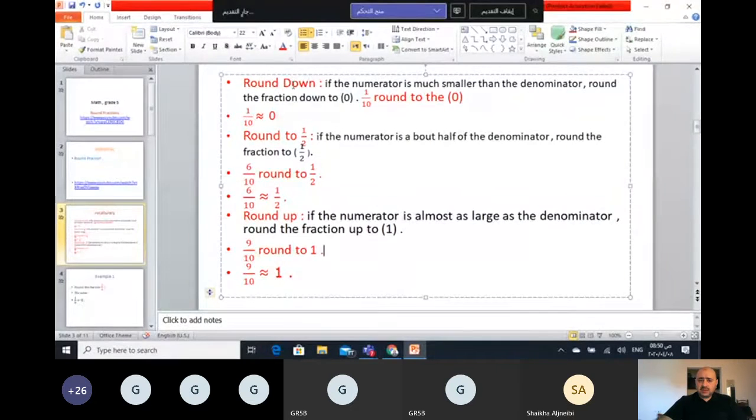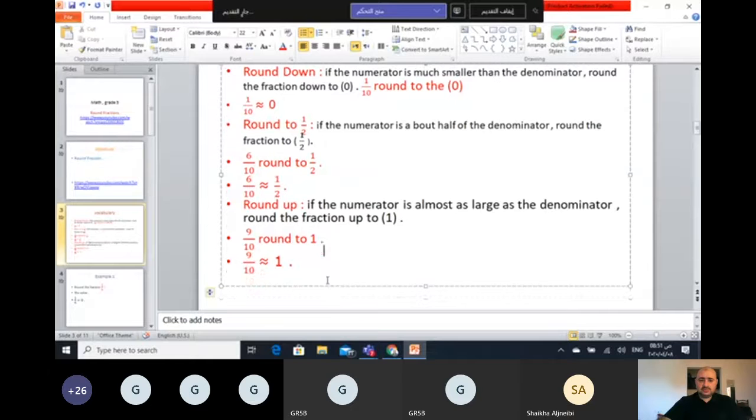The first one, round down. If the numerator is very small compared with the denominator, I can round to 0. Now the second case, if the numerator is about half of the denominator, I can round to the half. The third case, round up. If the numerator is very close to the denominator, I can round to 1.